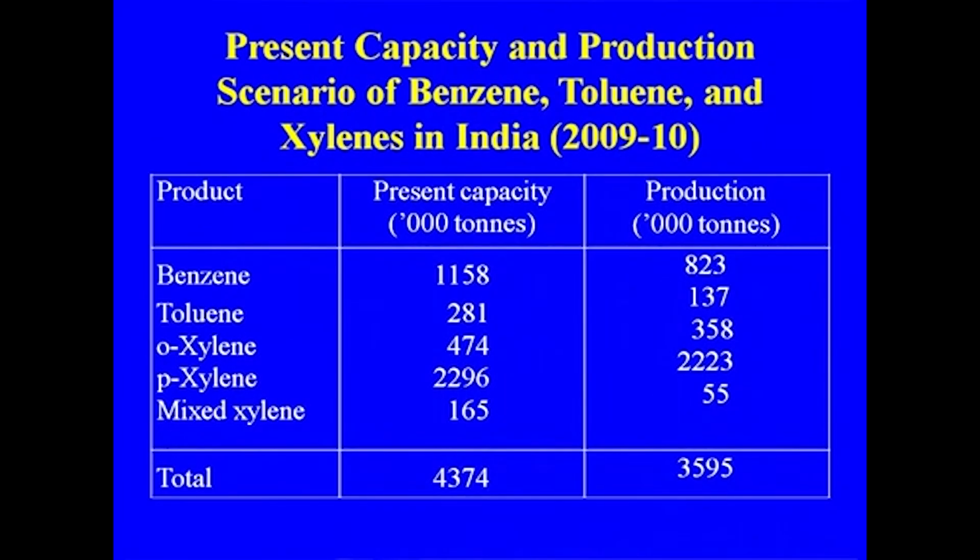This is the present capacity and production scenario of benzene, toluene and xylene in India. Here you can see the benzene production, toluene is less, and there is more orthoxylene. Paraxylene is there because the paraxylene requirement, more than 70%, goes to terephthalic acid or DMT.